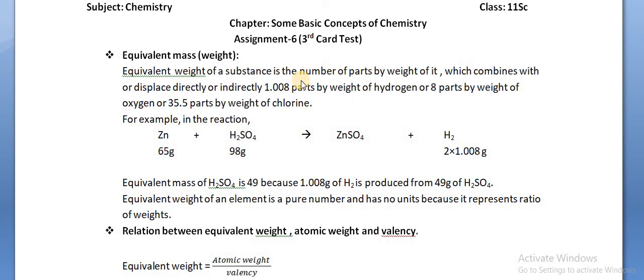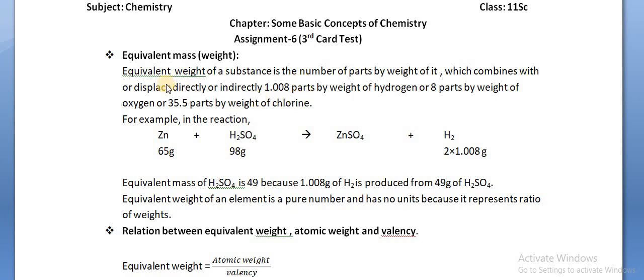Today we are going to see equivalent mass. Before that, just to recapitulate the last class, in our last assignment we have seen how to calculate the molecular mass or molecular weight of a given compound. This is very important because while doing numericals we'll be using the way we calculate the molecular weight. Now today we are going to see a new topic, that is equivalent mass or equivalent weight.